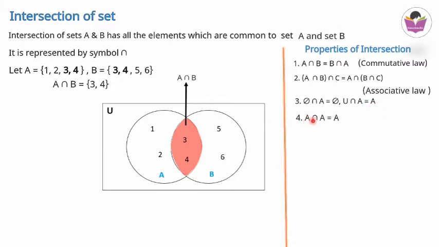Next is A intersection A is equal to A itself. It means when you are comparing one set with the same set and finding the common elements, you will be getting the same set itself. That is the idempotent law.